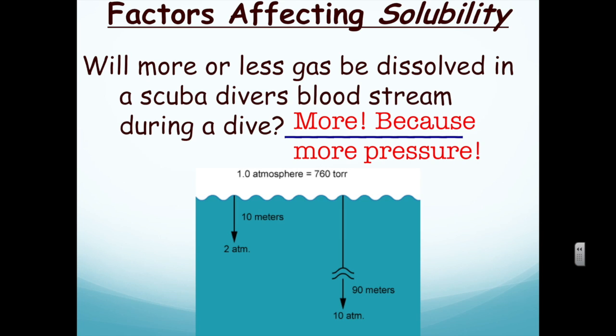If they do, too much nitrogen gets dissolved in their blood, so when they come back up, the nitrogen will expand and pop. That's because of Boyle's law, right? And then they get the bends. So they have to really watch their time that they go as well.